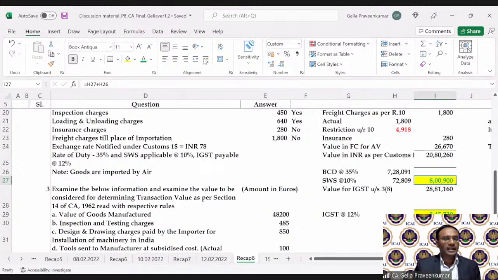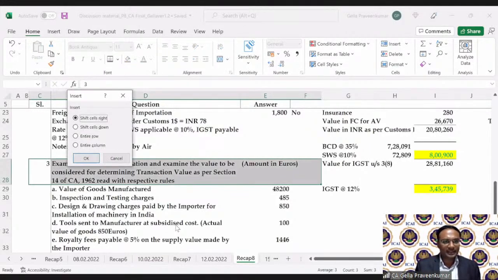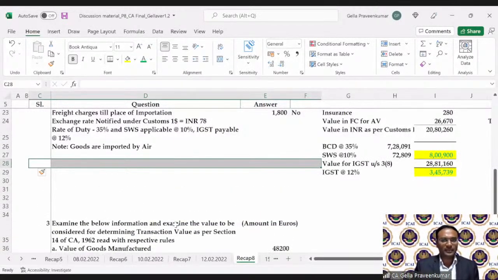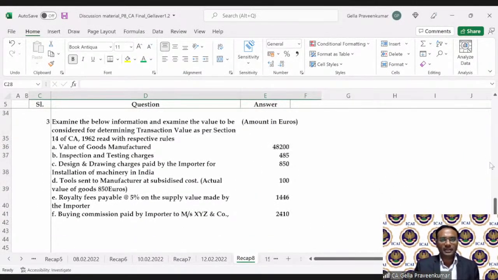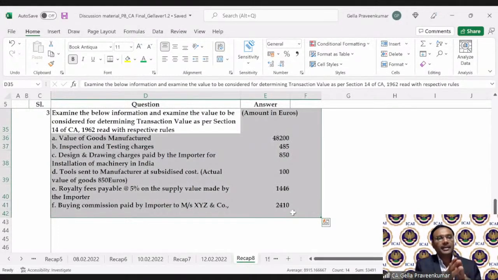Good. Now let's go to question number 3. I'll just move this particular thing down. Okay. Now, question number 3. Examine the below information and examine the value to be considered for determining the transaction value as per section 14 of Customs Act 1962, read with respective rules.